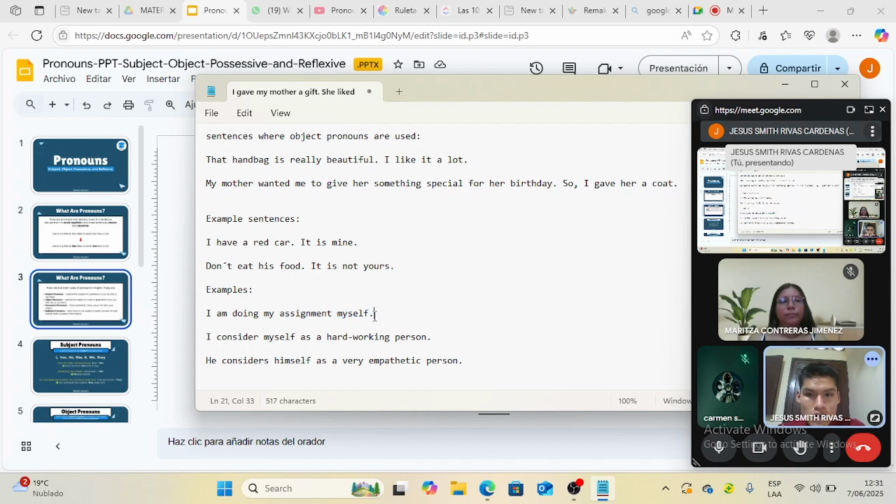Ese es un ejemplo en donde se usa myself. Sería incorrecto decir I am myself doing my assignment. ¿Por qué es incorrecto? Porque myself generalmente en este tipo de oraciones va al final, como en este caso, cuando quieres expresar que tú estás haciendo por tu propia cuenta algo. En este caso, tu tarea. I am doing my assignments myself.